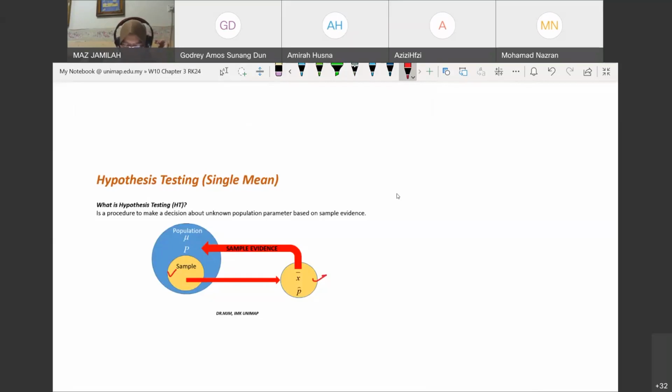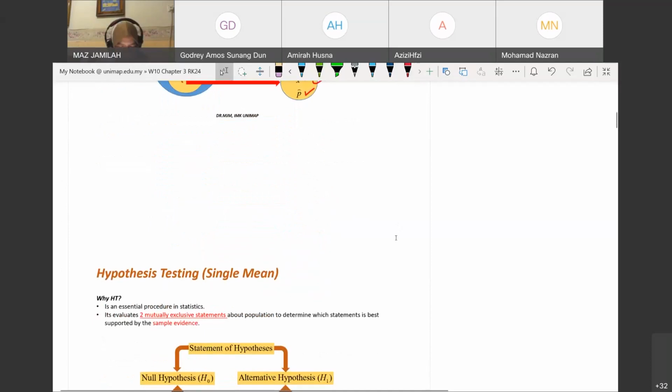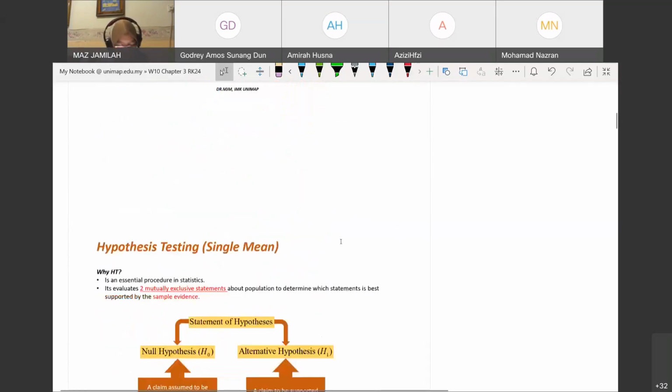And at the end of the process, we are going to do some statistical inference using the sample mean and sample proportion, and that will be used to make decision or making inference for our population mean and population proportion. And this process from sample back to the population is what we call the statistical inference. This statistical inference is using the evidence of our sample. So that would be the whole idea of statistical inference.